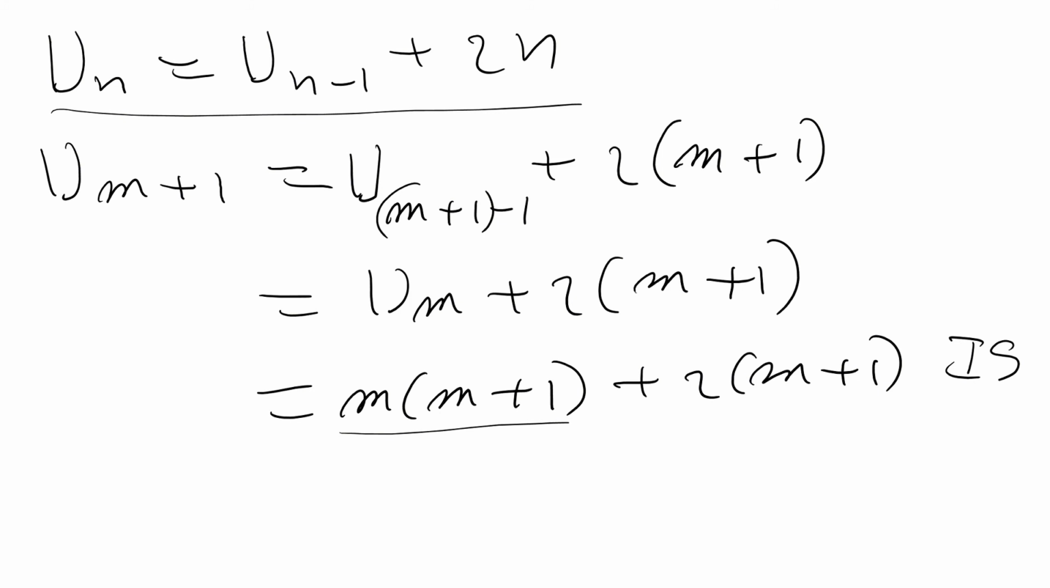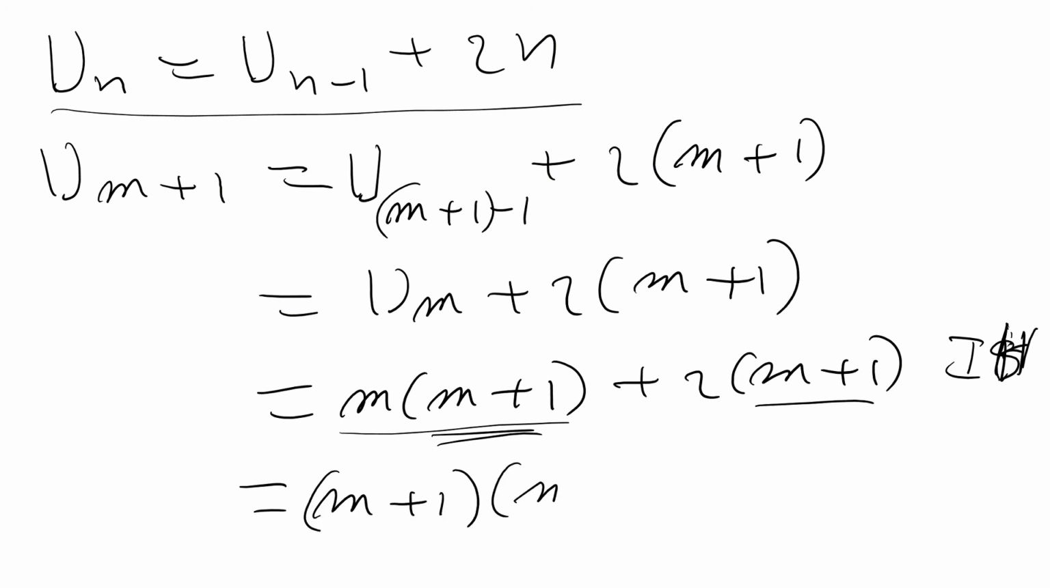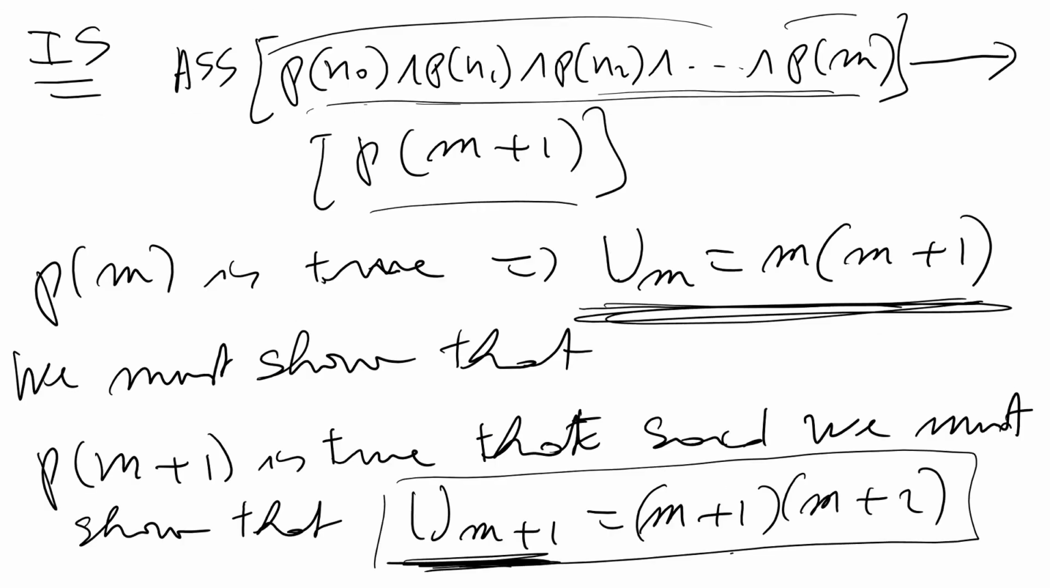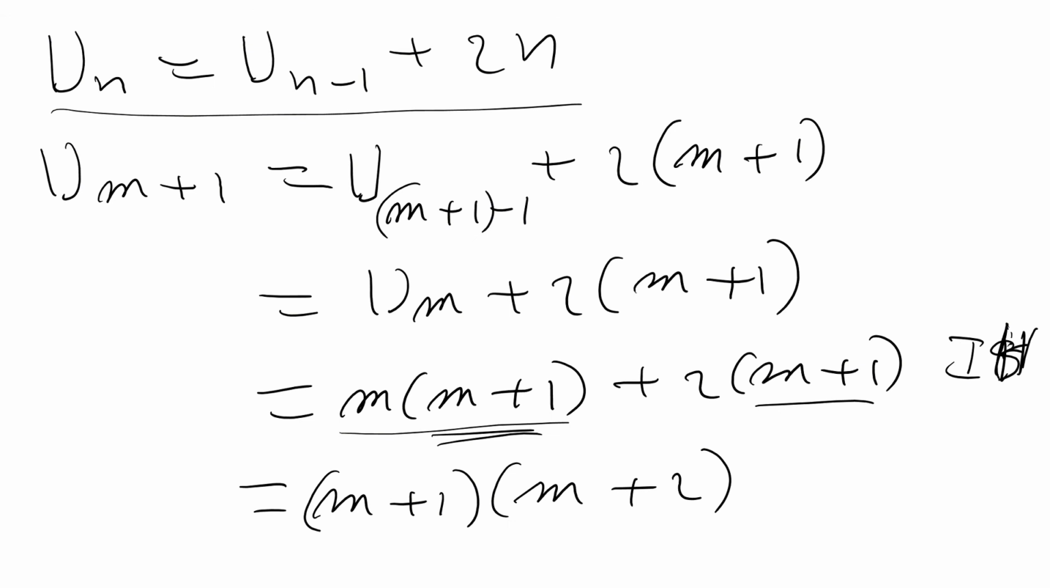So I can call it inductive hypothesis. So what I have is a common factor here, so it's going to be m plus 1, then inside I have m plus 2, and this is indeed what we were trying to prove here, this expression, right? So we conclude our proof.